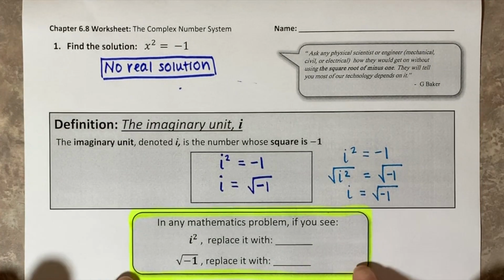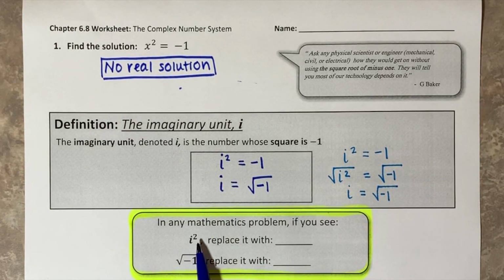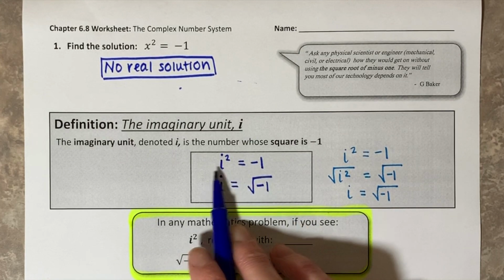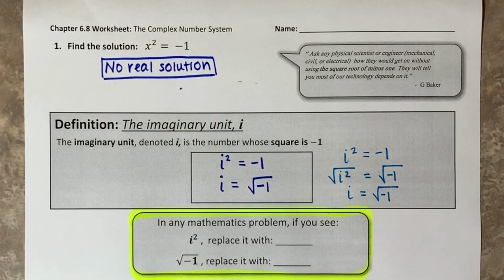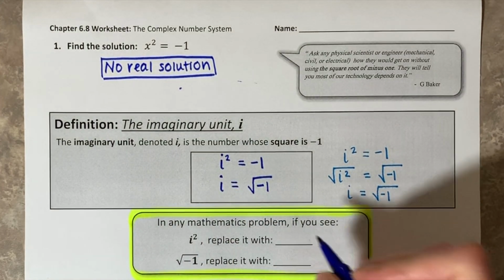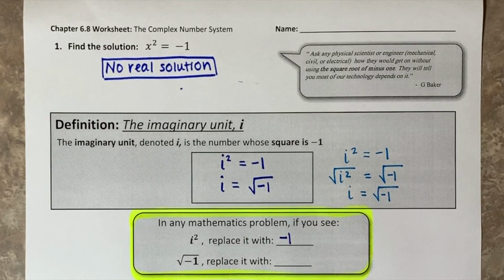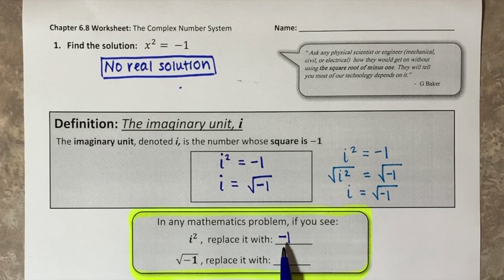I've highlighted this box here because the information in this box is going to be very important. Whenever we see i squared, there's a much simpler way to write it, and that's -1. i squared is equal to -1. So in mathematics, whenever we see i squared, we replace it with -1. So if you're working through a problem and you get to some point where you see i squared, go ahead and replace it with -1.